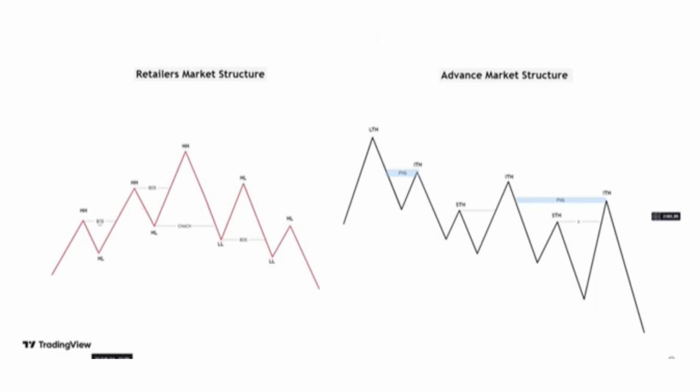There are two structures in the market. One is the retailer's market structure, and the other is the advanced market structure. The retailer's market structure, which you are taught from the beginning, states that the market goes up by making higher highs and higher lows. If it bounces, then the trend continues. If it breaks, then the trend shifts.